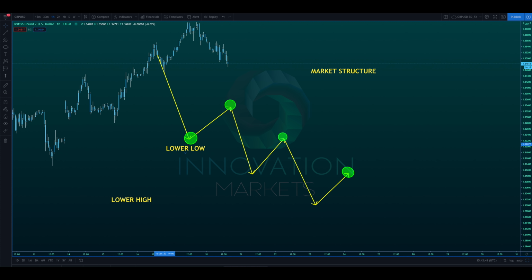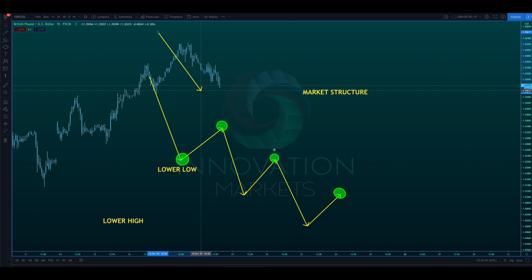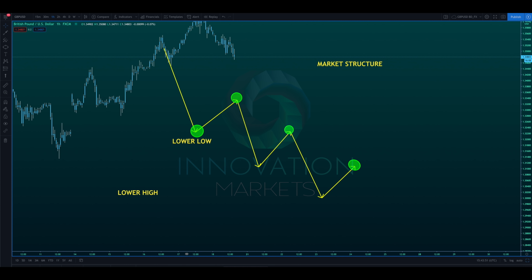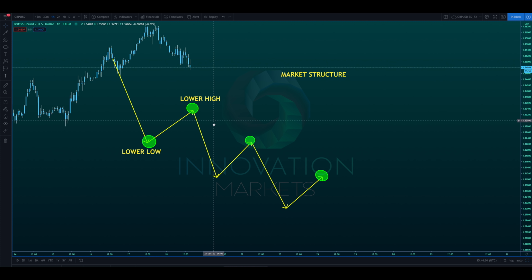But then price is moving in a downward direction. You see the trend is down. You can see we're moving down. So to help identify the trend, we need to understand the lower lows and the lower highs. Here we can see we've got a lower low, and then when we pull back, we're making a lower high. Now, why is it called a lower high?